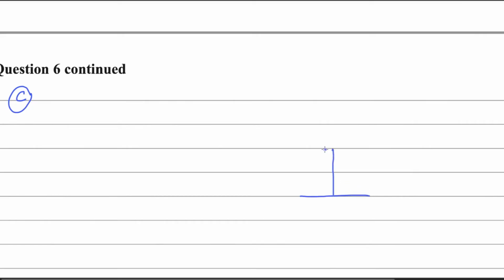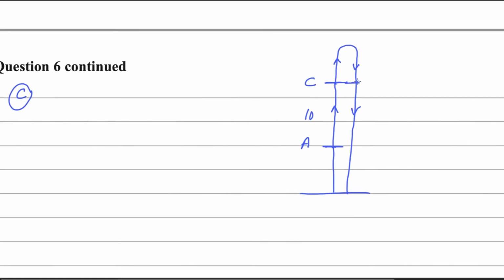Let's say this is A, and point C is 10 meters above A. This is point C, 10 meters above it, from here to here. Now it goes upward and returns back like this. So this is the diagram we could use here.